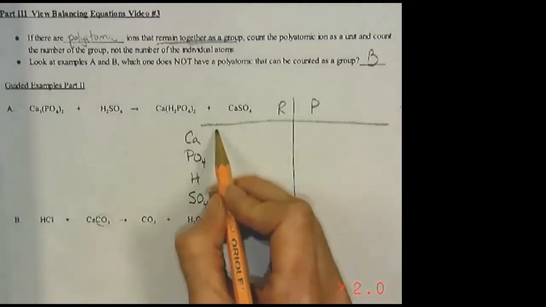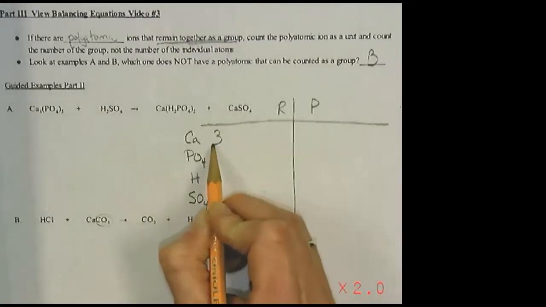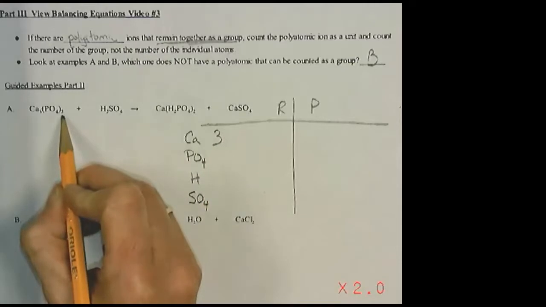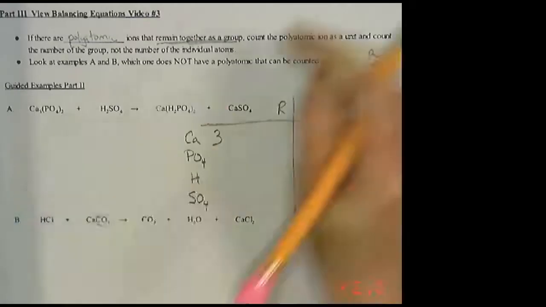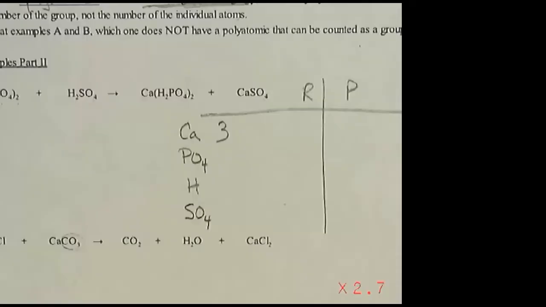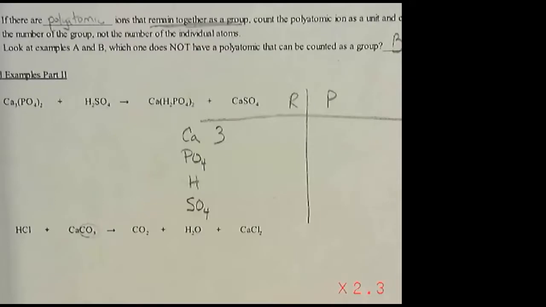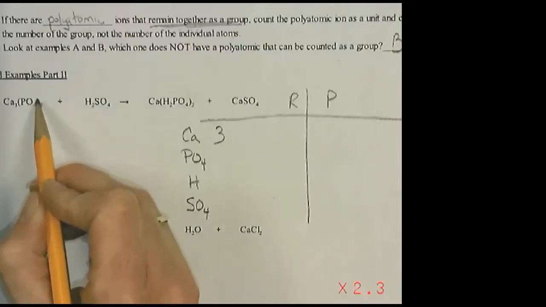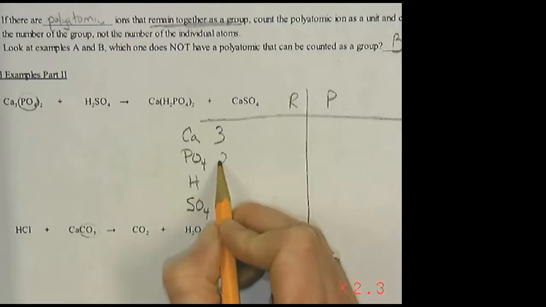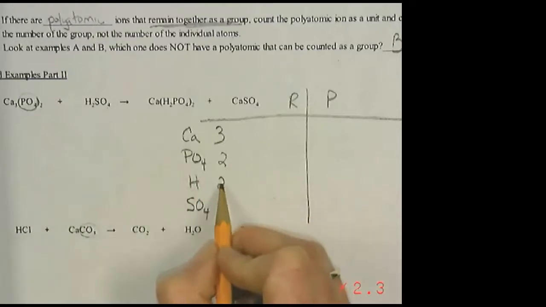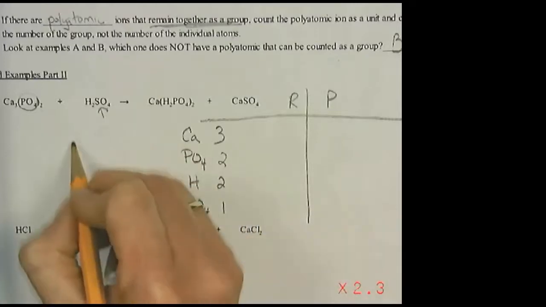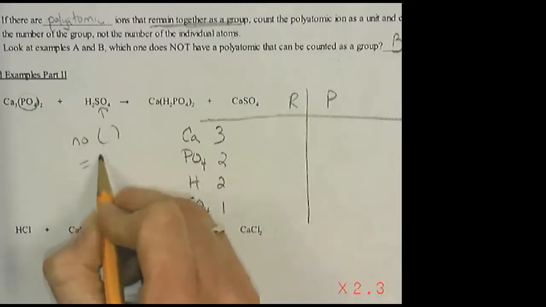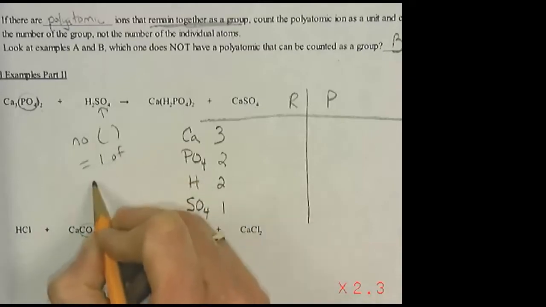So I'm going to go through and do my atom inventory. So calcium's the same, I have 3. Here's why parentheses were so important. This 2 that I have on PO4, this 2 is 2 of this entire group. So I have 2 PO4 groups, I have 2 hydrogens, and no parentheses means I have 1. So that might be something you want to write down. So no parentheses equals 1 of a group.